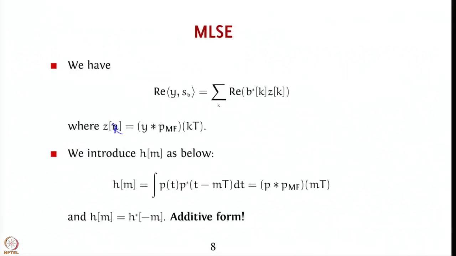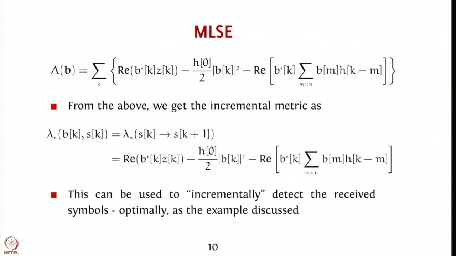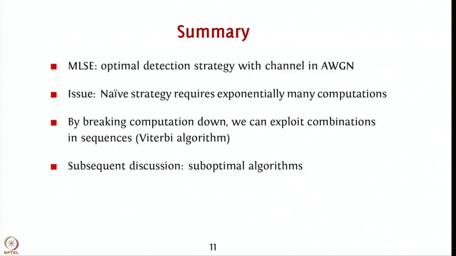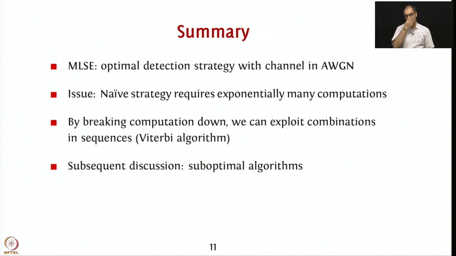So to summarize, we have basically done the branch matrix related computations, and the MLSE is the optimal detection strategy in AWGN. But if you recall, a naive strategy, that is trying out all possible combinations of symbols, requires exponentially many computations. In the example that we discussed, you required 4 power 1000 computations for 1000 QPSK symbols, which was prohibitive. So by breaking the computation down, we can exploit combinations in sequences. That is, if you get incremental metrics and then compute, you can make decisions on the fly as and when you start observing some patterns that, okay, this is the optimal decision path that you have to take.